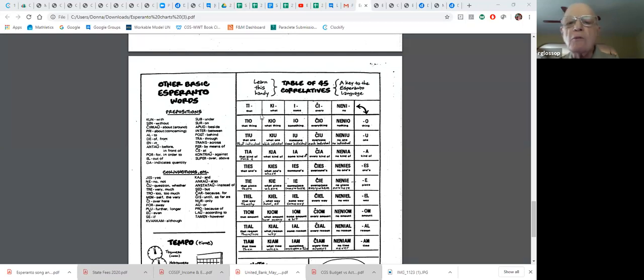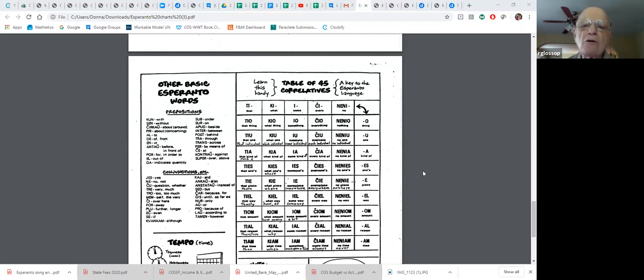As you go across from left to right, all of them have to do with something, but it has to do whether it's just one thing that is present or another thing that's not present or something indefinite or everything or nothing. The next line across, T-O, one individual, that individual. T-U, which individual? I-U, some individual. Ĉ-U, every individual, everybody. Neniu, no one. So that's all having to do with persons.